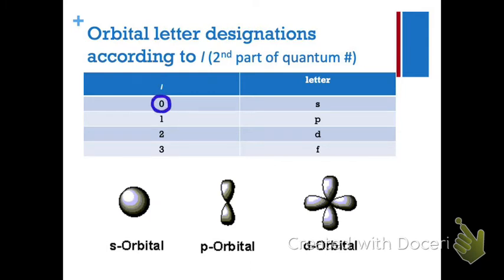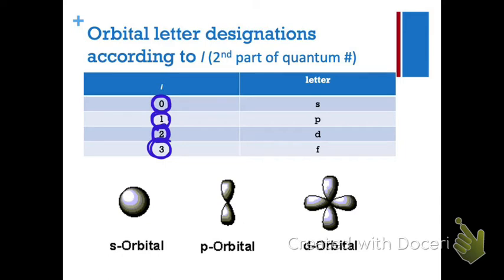You'll need to make sure you know this table, so highlight it or whatever. If it's a p orbital, the second part of the quantum number would be a 1. A d orbital would mean it's a 2. An f orbital would mean it's a 3. I usually just say it literally on my hand: s, then p, d, f. S, p, d, f, right? It helps me just know what it's supposed to be.